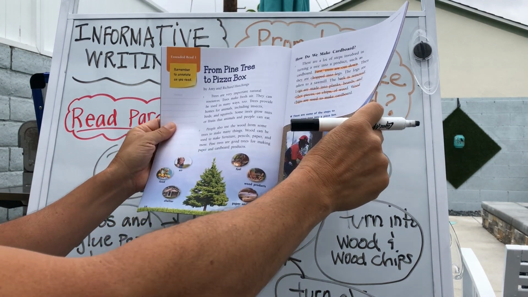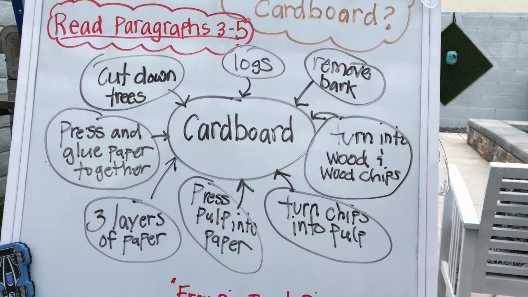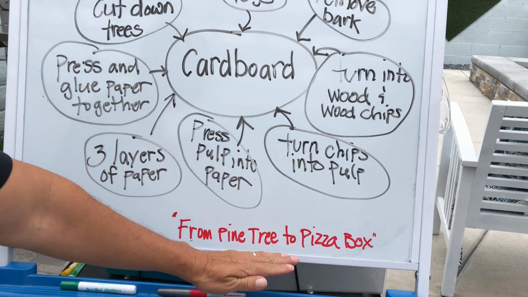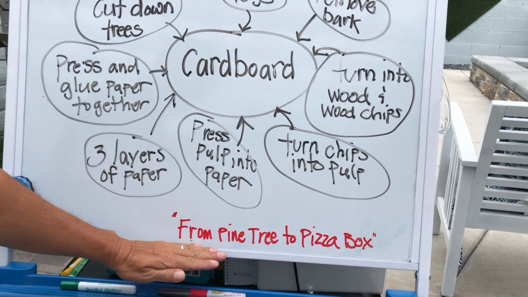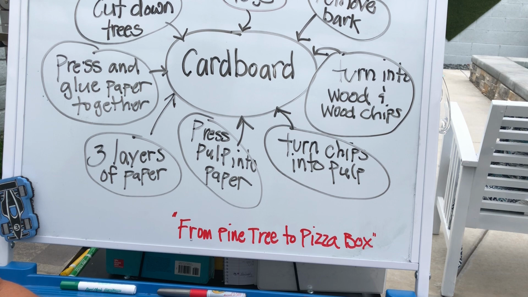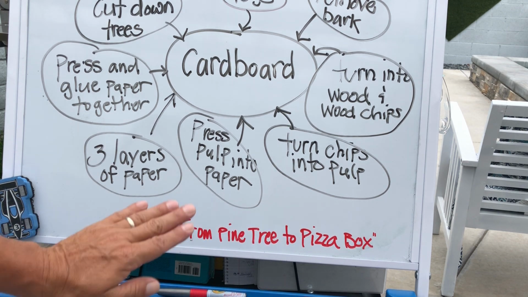And we turned to From Pine Tree to Pizza Box. So we had to read there. So on our paper, we want to make sure that we write down our source. And remember, our source is down here. So we wrote the title of our selection, From Pine Tree to Pizza Box. And we know a pizza box is made out of, guess what? Yes, cardboard. It's made out of cardboard.